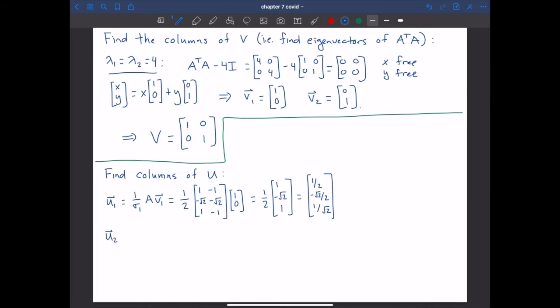We can figure out our U2 vector in the same way. So again, this is 1/2 times this matrix above, times our V2 vector, which is 0, 1.